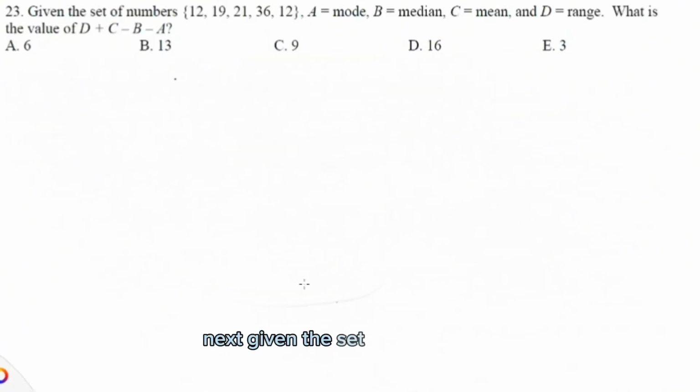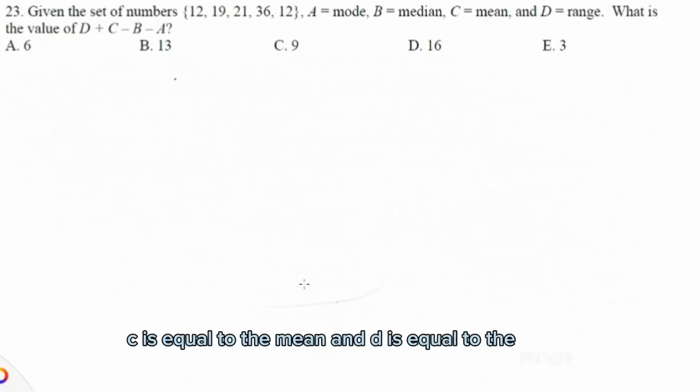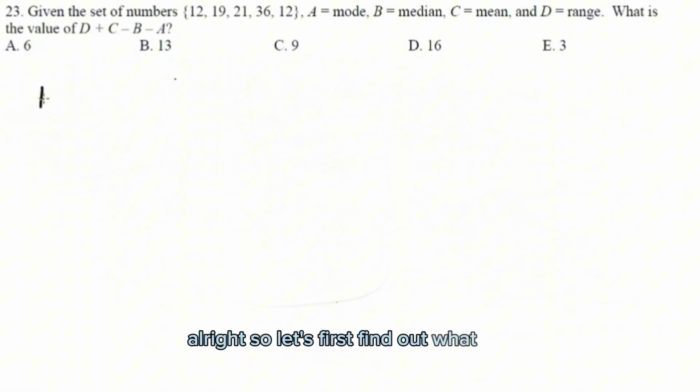Next, given the set of numbers 12, 19, 21, 36, and 12, A is equal to the mode, B is equal to the median, C is equal to the mean, and D is equal to the range. What is the value of D plus C minus B minus A? Alright, so let's first find out what A is.